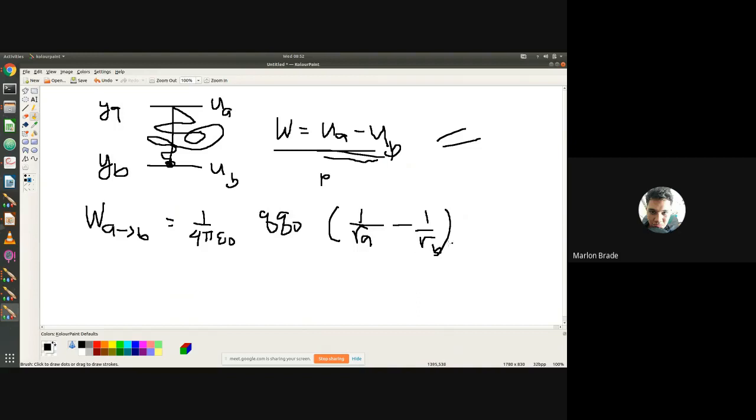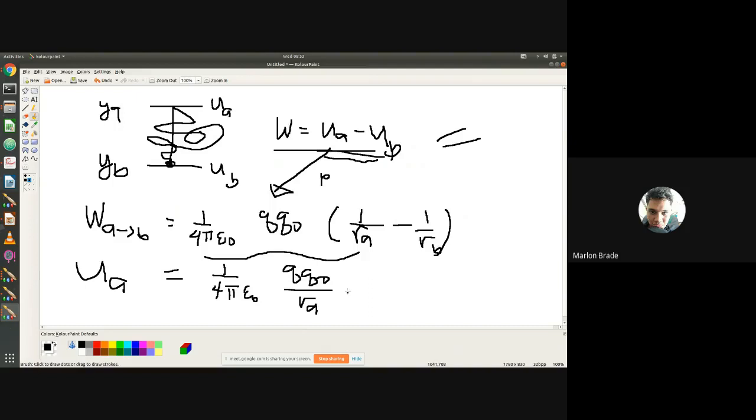Whatever path it takes, you get the same answer. And this first term over here, by comparison, is U sub A, which is 1 over 4 pi epsilon naught Q Q naught all over RA. And U sub B is 1 over 4 pi epsilon naught Q Q naught over RB. Okay?